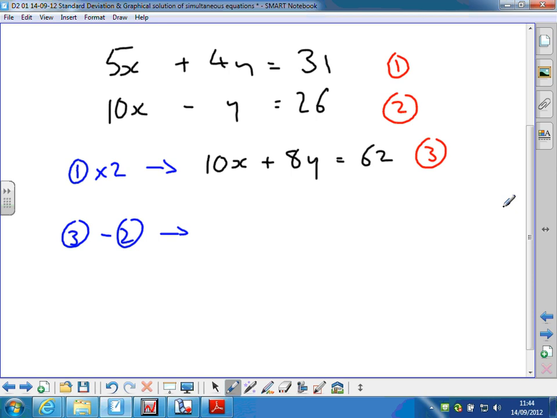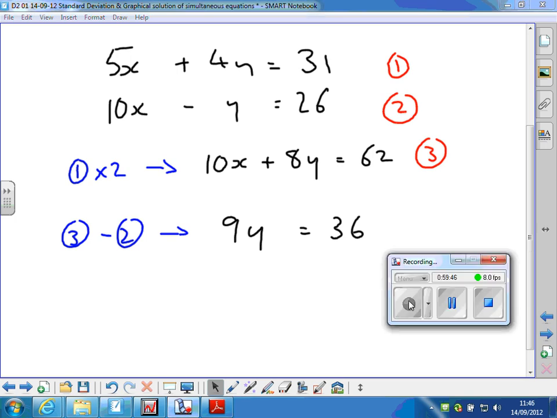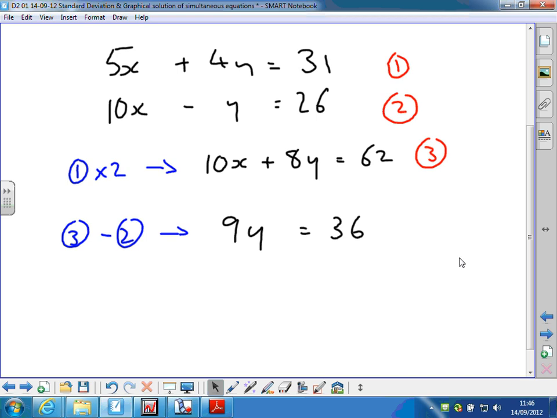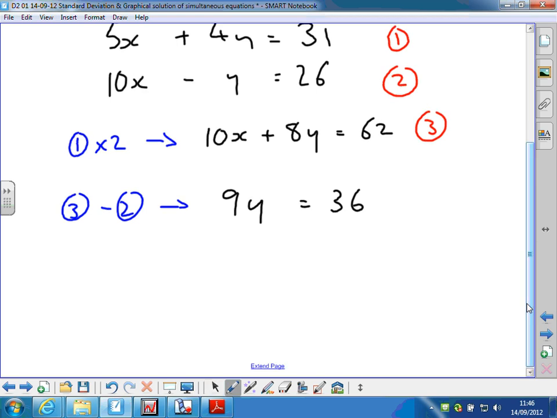So equation 3, take away equation 2 to make sure we get positive values. 10x minus 10x is nothing. 8y minus y is 9y, equals 62 minus 26. So now we can find y straightforwardly. And once we've got y, we can plug that back into one of the original equations to find x. So this means that y equals 4.